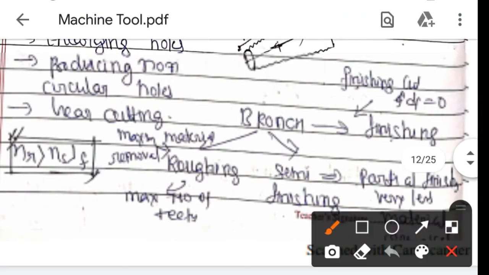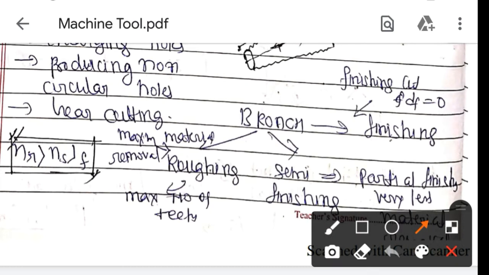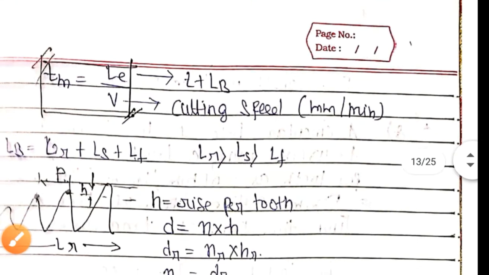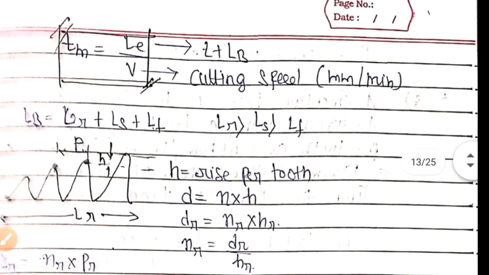And one more point: the maximum material will be removed by the roughing teeth, and partial and very little material will be removed by the semi-finishing teeth. For the finishing teeth, since the depth of cut will be 0, they won't remove any material. The only purpose of the finishing teeth is to finish and give the final shape of the hole. So this is about the broaching tool, and we'll again learn how to find the machining time.